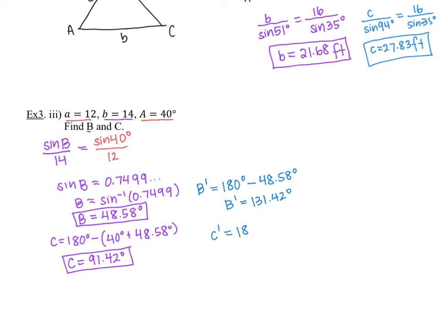Okay, but if there's a B prime, then there's also a C prime. C prime would use the 40 degrees for A, which was given, so that's not going to have any alternates. Plus, what if angle B is actually 131.42 degrees? I need to consider that scenario and subtract it.